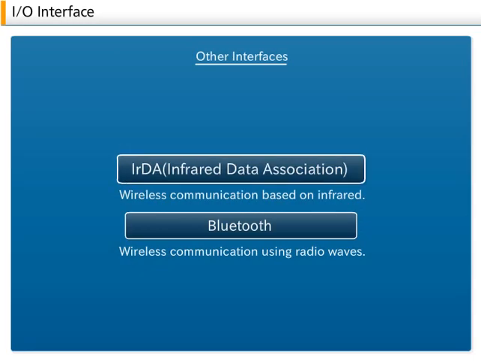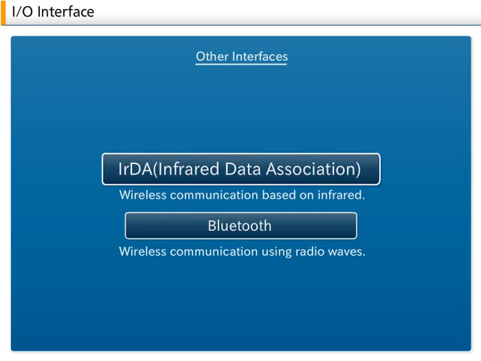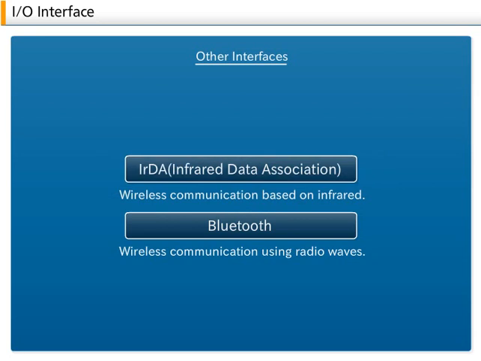Nine, IrDA, Infrared Data Association. IrDA is an association promoting the standardization of wireless communication based on infrared. The association's standard is referred to by the same name. It is used in medical instrumentation, test and measurement equipment, notebook computers and cell phones.